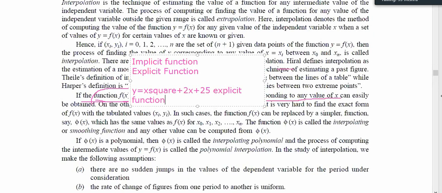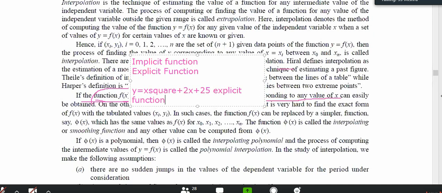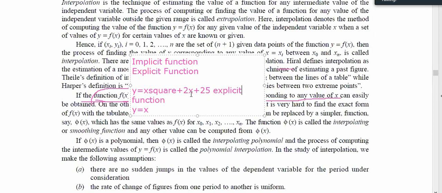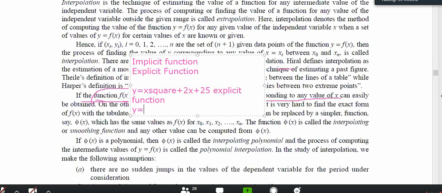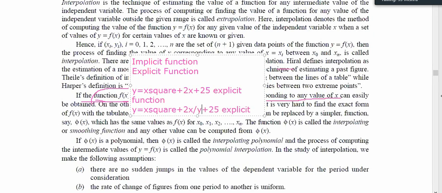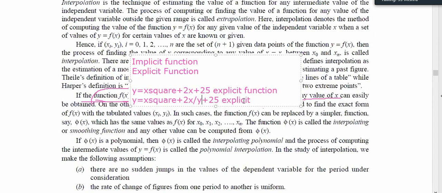If I write here y = x square plus 2x upon y plus 25, or you can change it and write plus a, then this kind of function is known as an implicit function.